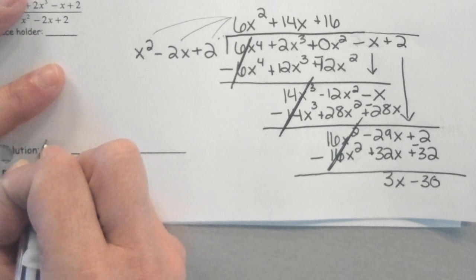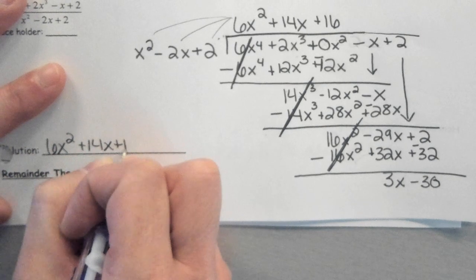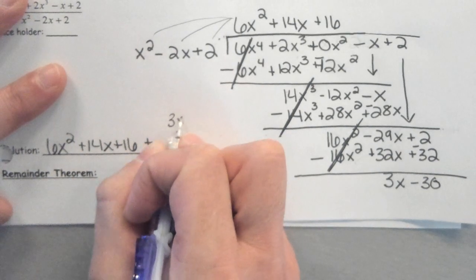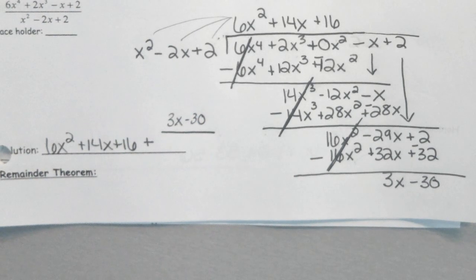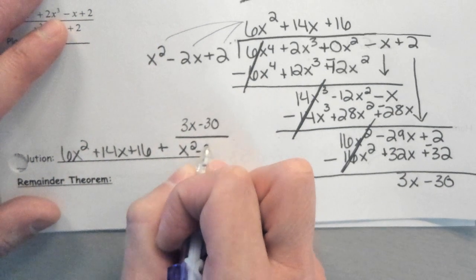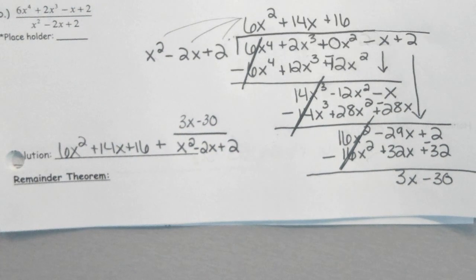So what is my solution? 6x squared plus 14x plus 16 plus your remainder all over. What did I put in the denominator? The thing out front, the divisor. X squared minus 2x plus 2 goes underneath. And again, if I really felt like it, I could multiply this by this, and I should get this, and that's a check of my work.